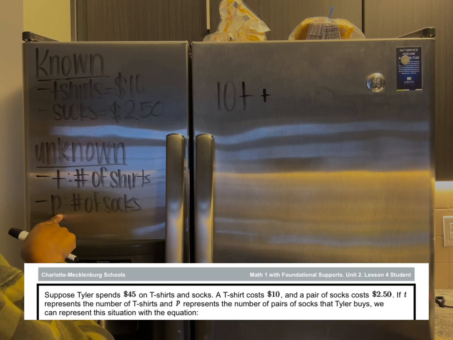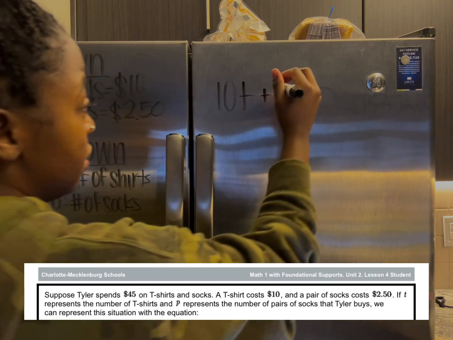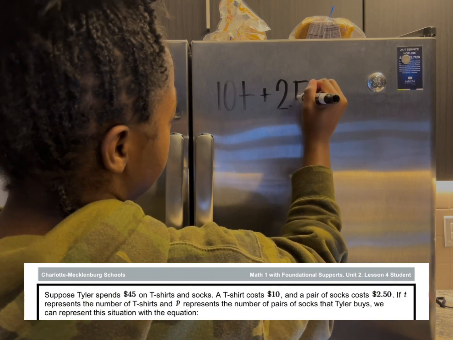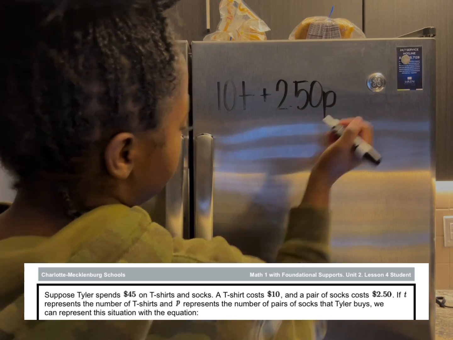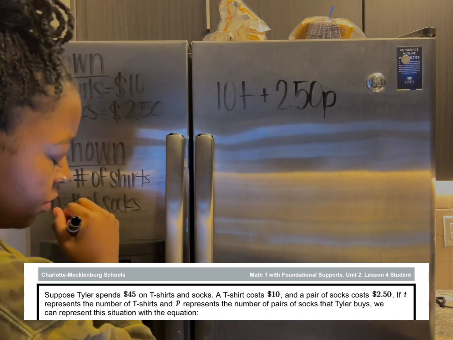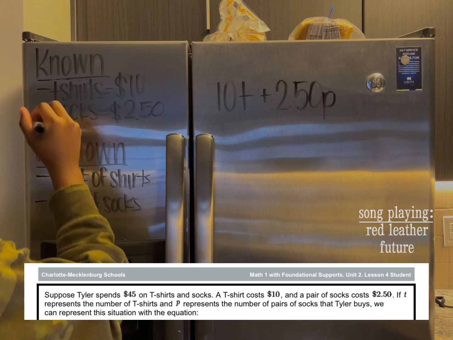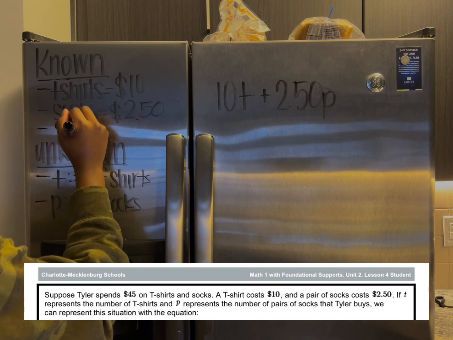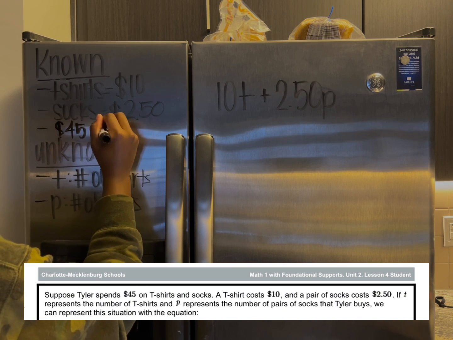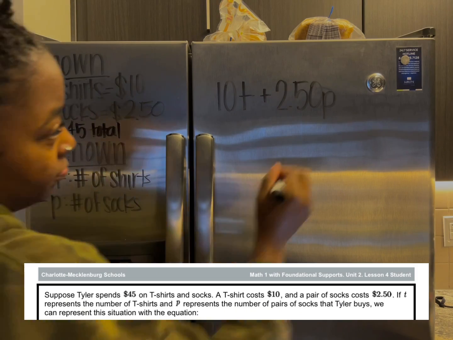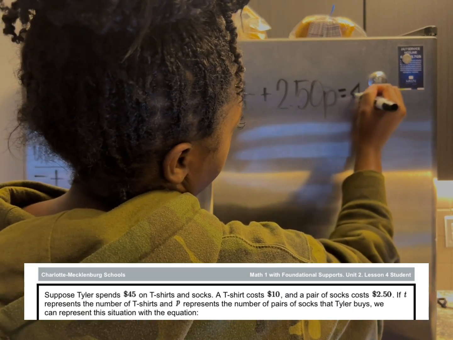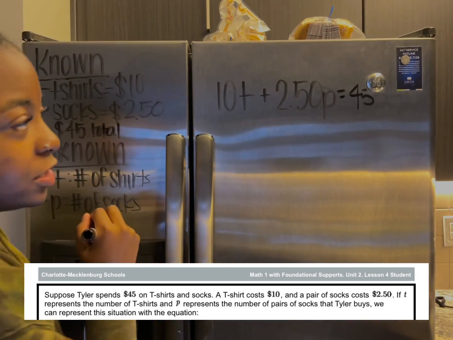$2.50 each sock. $2.50 times P. And they spent $45. I missed that part. Equals 45. I wrote it too high.